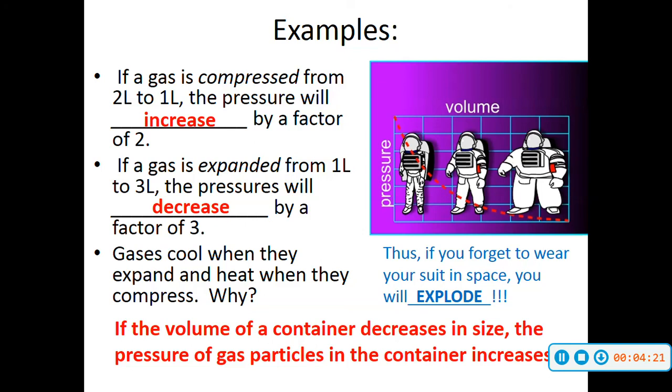Okay, so if there is no pressure, then that means that the gas will just be free to go everywhere. There's nothing containing the pressure of the gas molecules in our body. So that is why we would explode.